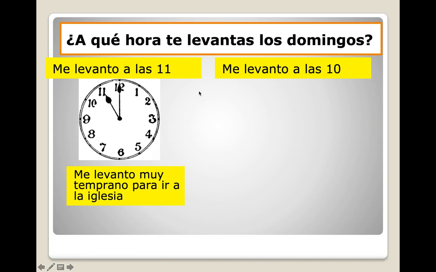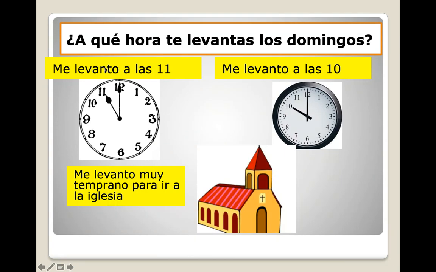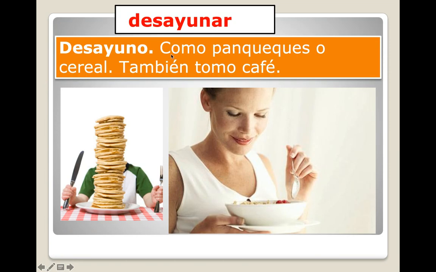¿A qué hora te levantas los domingos? Me levanto a las 11, me levanto a las 10, me levanto muy temprano para ir a la iglesia. Bueno, yo normalmente me levanto a las 7, a las 7:30, porque mis hijos no me dejan dormir, no me dejan que me quede en cama. Desayunar. Un verbo, desayunar. Yo desayuno. Como panqueques o cereal, también tomo mi café.